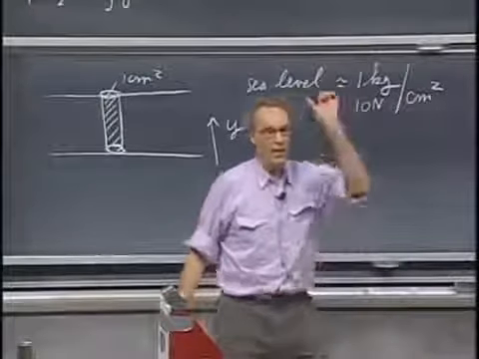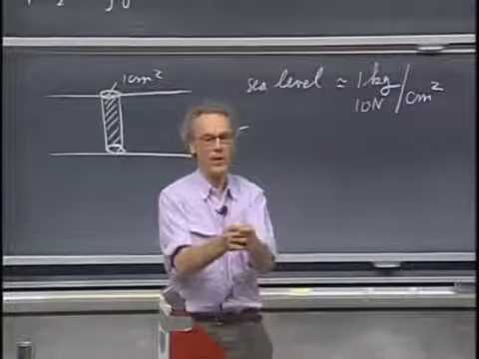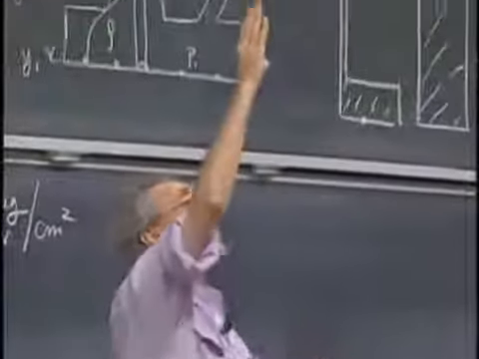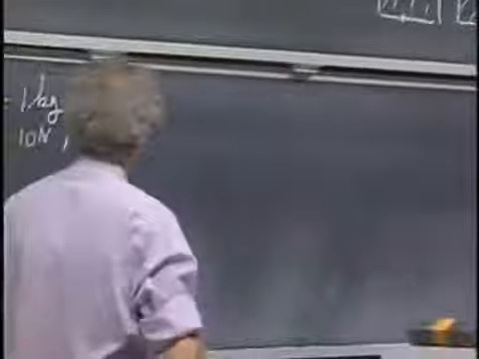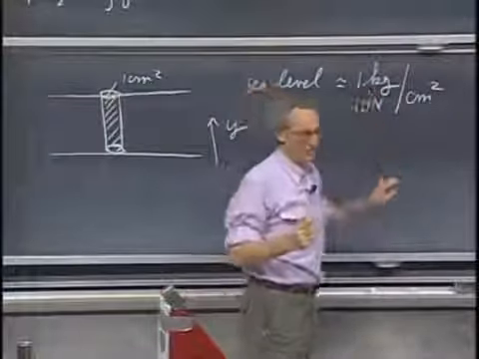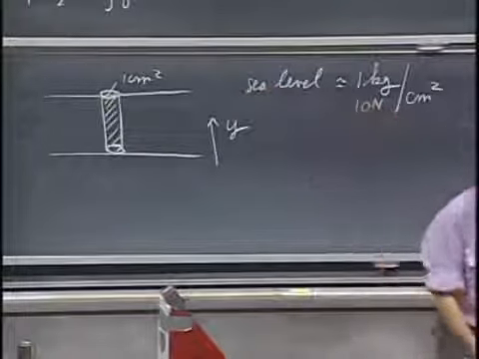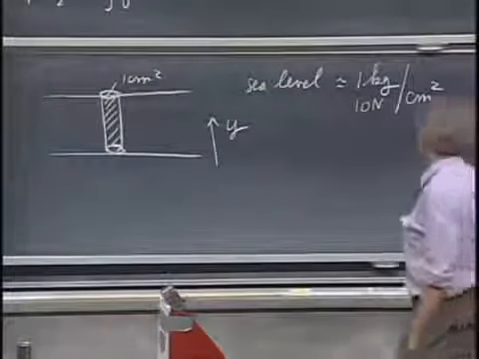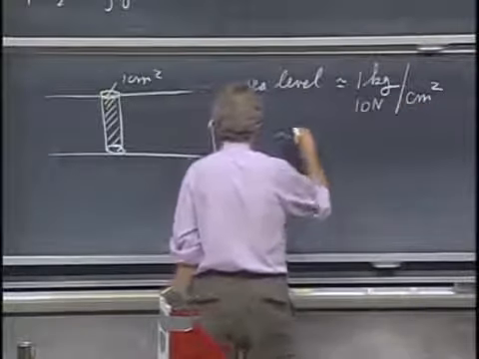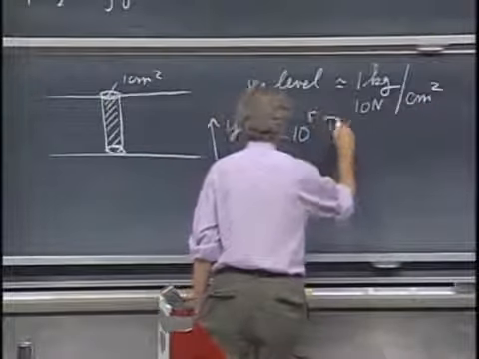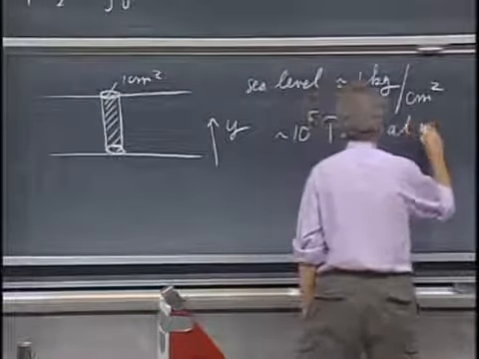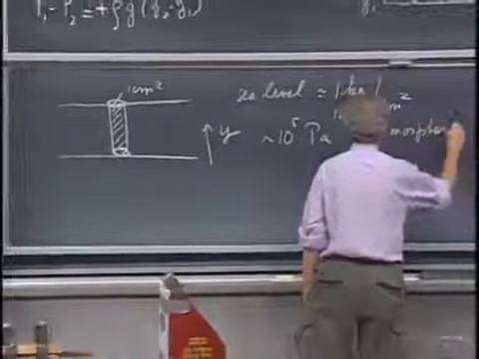It means then that this whole column, if I take a 1 square centimeter tubing all the way to the top of the atmosphere, a few hundred kilometers, would weigh 1 kilogram only, all that air. 1 kilogram per square centimeter, if you convert that to newtons per square meter, then you get roughly 10 to the fifth Pascal. And that is called generally 1 atmosphere. It's called the atmospheric pressure.